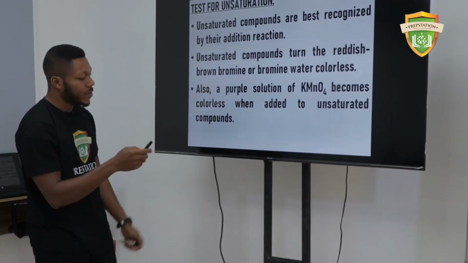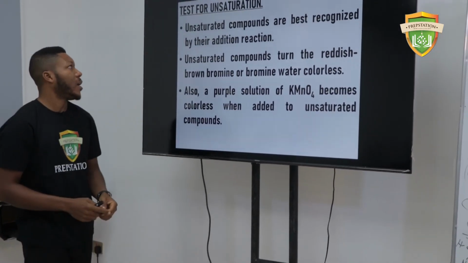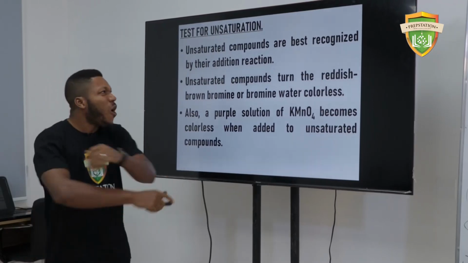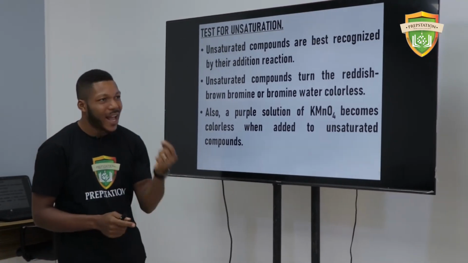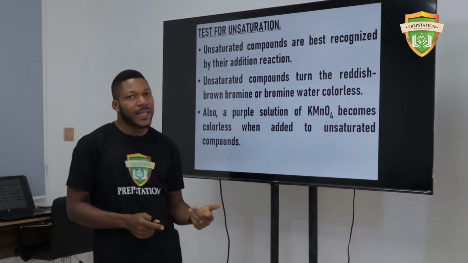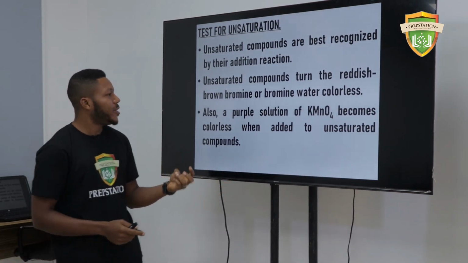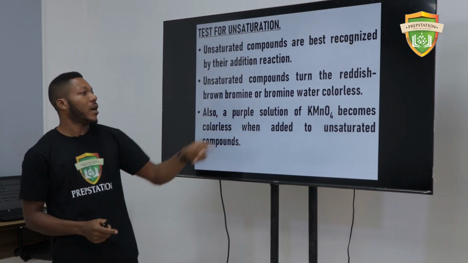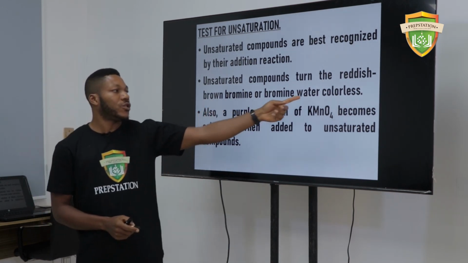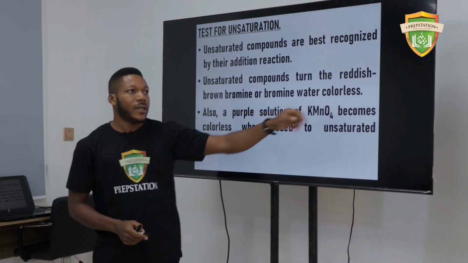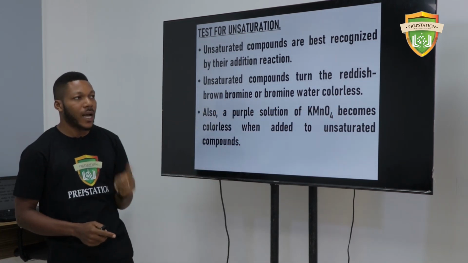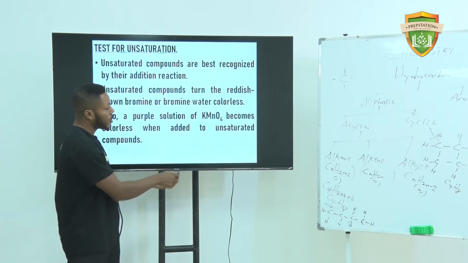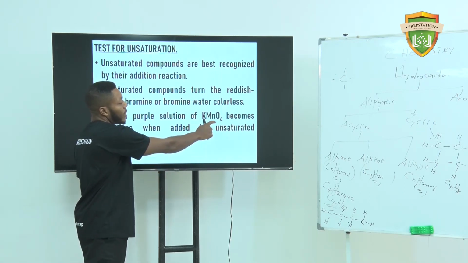Let's see how we can test for unsaturation in hydrocarbon compounds. Now, the first point is to recognize them by their addition reaction. All the unsaturated compounds undergo what we call addition reaction, that is the alkenes and the alkynes. Secondly, if you subject a compound containing unsaturated hydrocarbon to bromine water, or reddish brown bromine, it will change to colorless. Meaning that the compound contains unsaturated hydrocarbon.